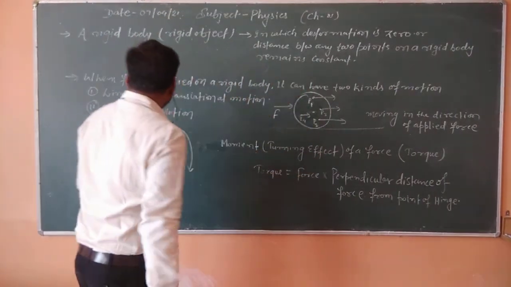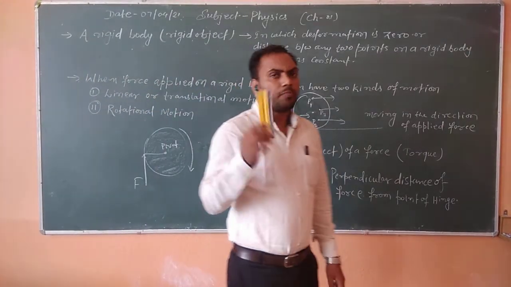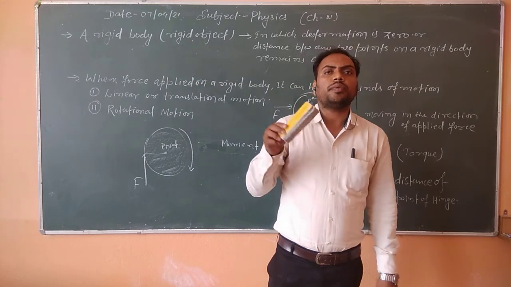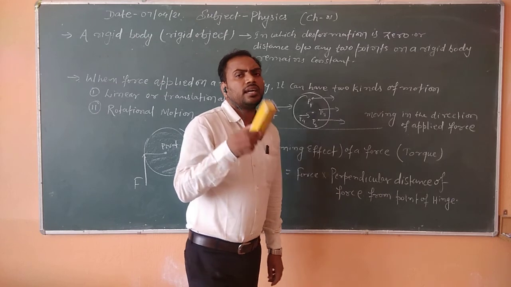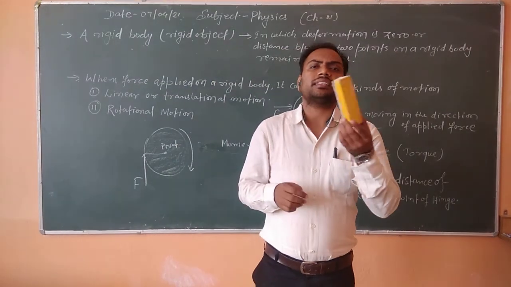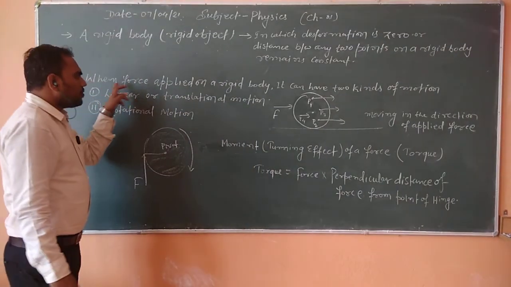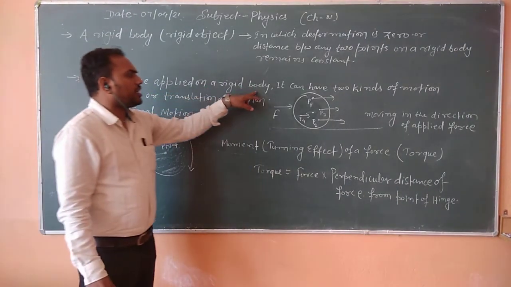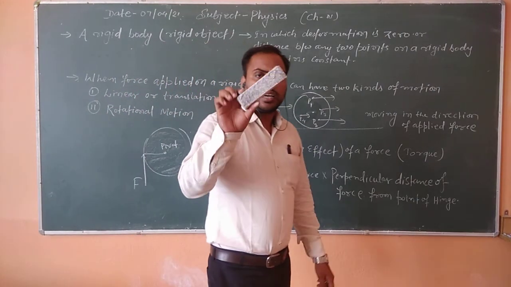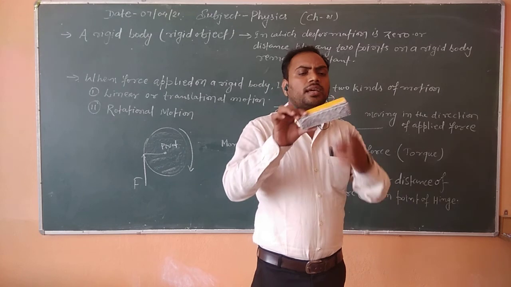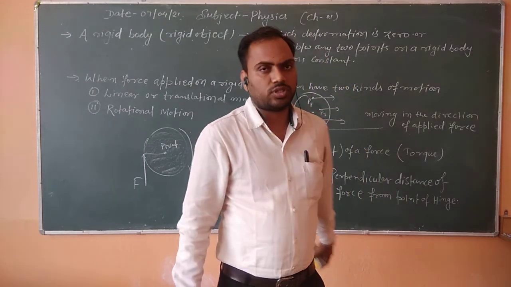Okay. Now what happens to this type of body, a rigid body, when we apply some force? जब हम कोई फोर्स लगाते हैं रिजिड बॉडी पे, तो फिर इसके साथ क्या हो सकता है? So come to the point. When force is applied on a rigid body, it can have two kinds of motion. अगर हम किसी रिजिड बॉडी पे फोर्स लगाते हैं, तो इसके पास दो तरह का मोशन हो सकता है.